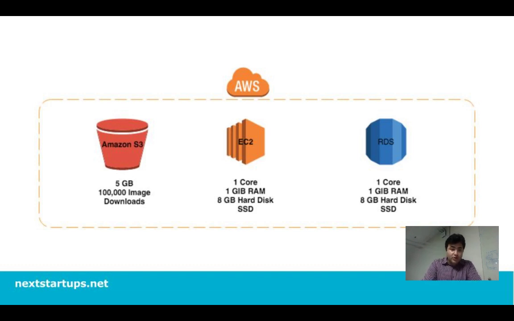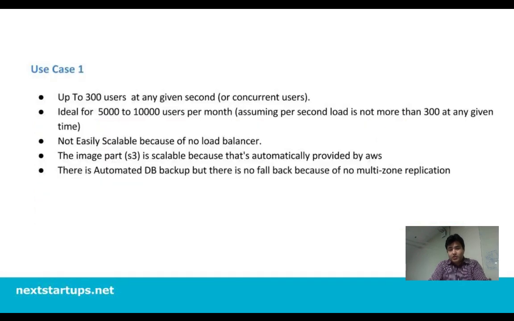So our use case is that this architecture can support up to 300 users at any given second, or in technical terms, concurrent users. Number two, it's ideal for around 500 to 10,000 users per month, assuming that your per second load at any given time is not more than 300 users.